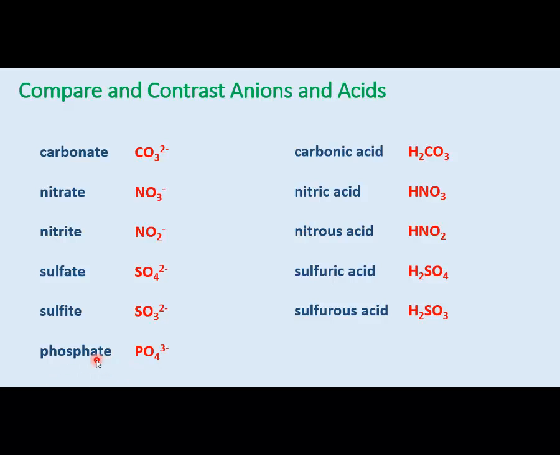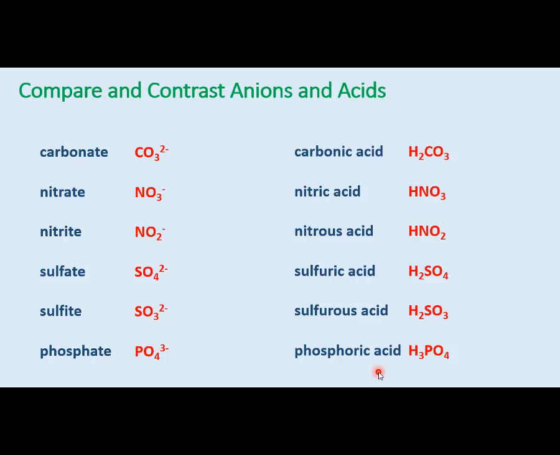Since I'm going from an 8, what suffix should I have on the acid name? Hopefully you said an ic. So this would be phosphoric, since I'm going from an 8 form. So it's phosphoric acid. And I'd have H3PO4, 3 hydrogens, equivalent to the charge on the original anion. So these are some very common acids.